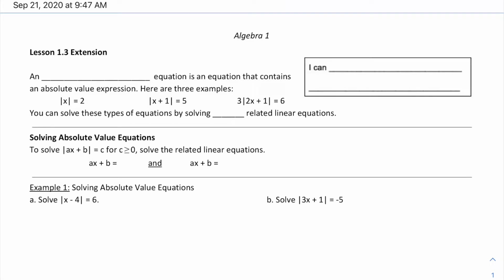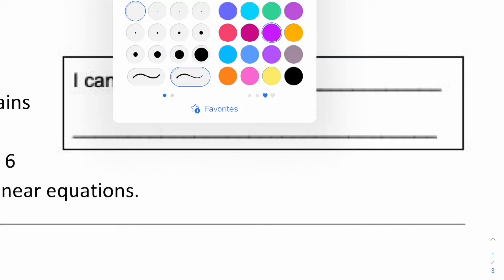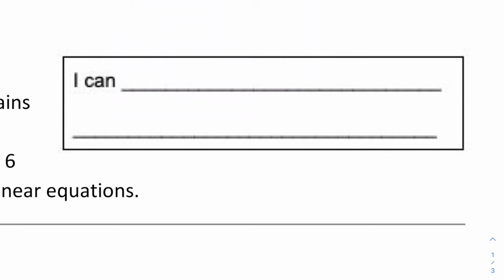So in this lesson, we are going to talk about solving absolute value equations. So let me choose a different color. I can solve absolute value equations. So this is going to be something new that we have not yet learned from last year.